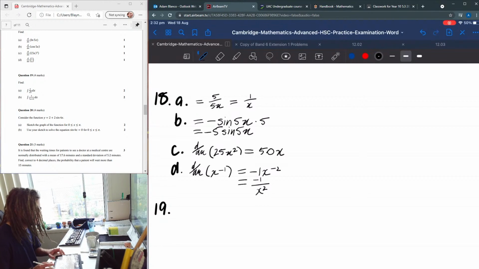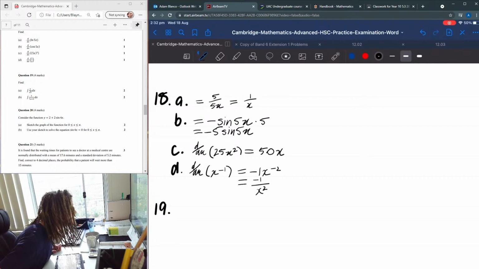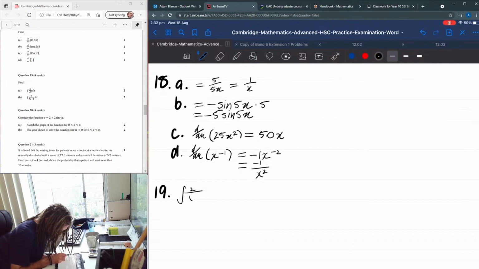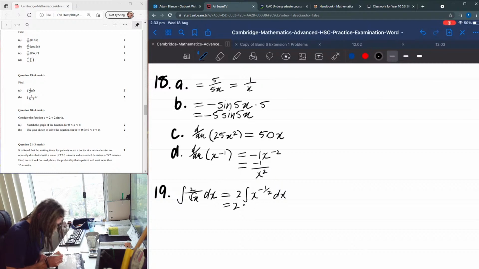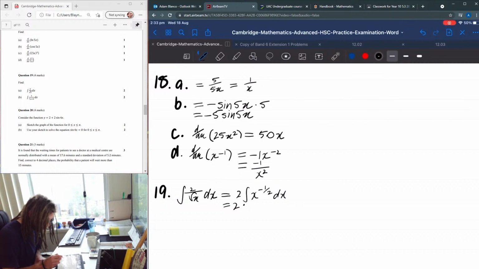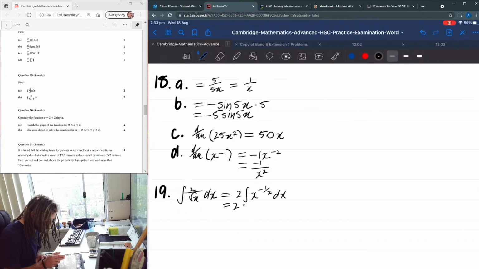I'm going to do up to question 24, including. Okay, integrate 2 on root x. So the integral of 2 on root x dx, I'm just going to rewrite that. I'm going to bring the 2 out. So I'm going to write that as x to the minus a half. So 2 times, okay, I raise the power and then divide by it. Raising the power gives me a half. Dividing by it gives me 2.